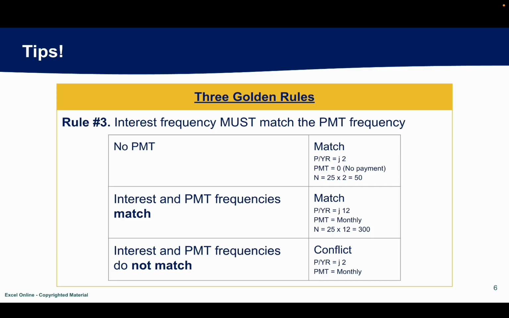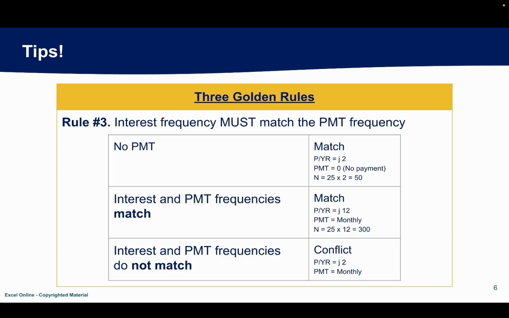So this brings us to the third golden rule. The third golden rule is that the number of compounding periods entered into PYR must be the same as the number of payments per year. Let's make a rhyme to make it easier to remember. Interest frequency must match the payment frequency.